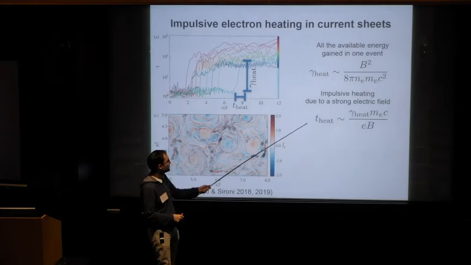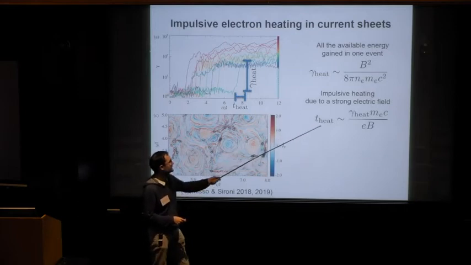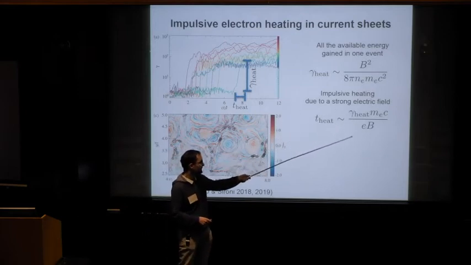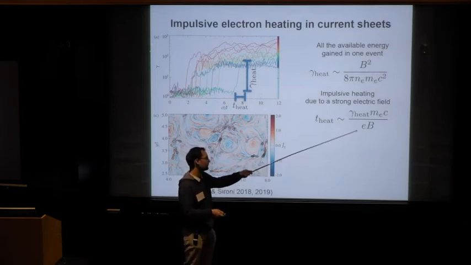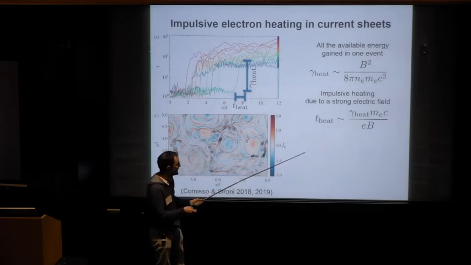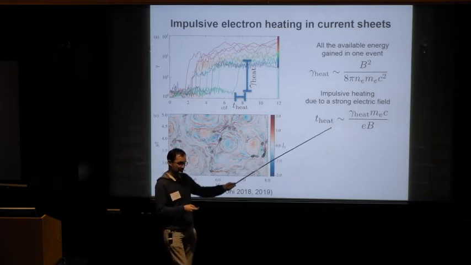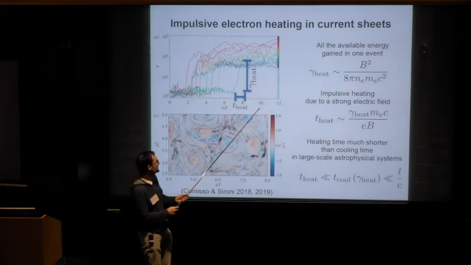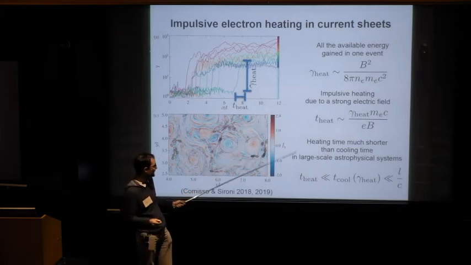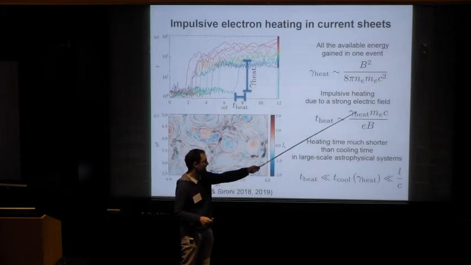So if I want to estimate this heating timescale, I just take the final momentum and divide by the charge of the electrons times the electric field or magnetic field. They are comparable. This timescale for a typical astrophysical system is very, very short. The important point is that the outer scale, the scale of the largest eddy, is not appearing here.